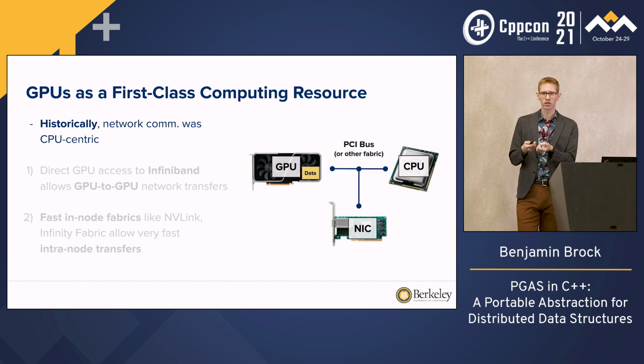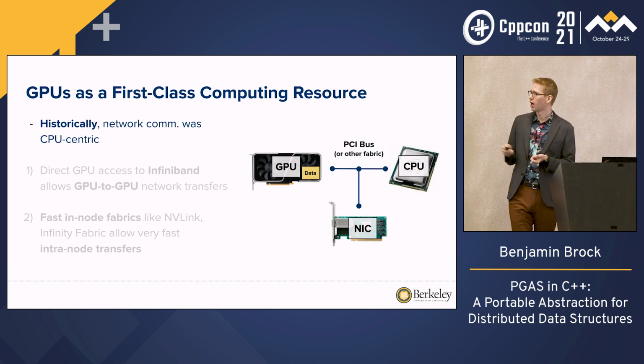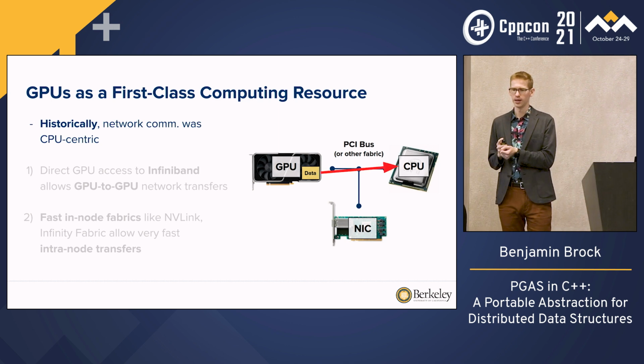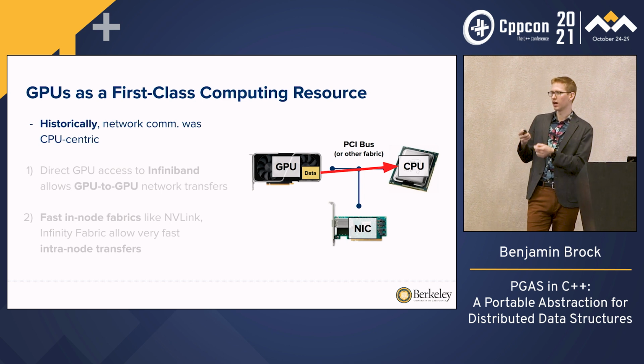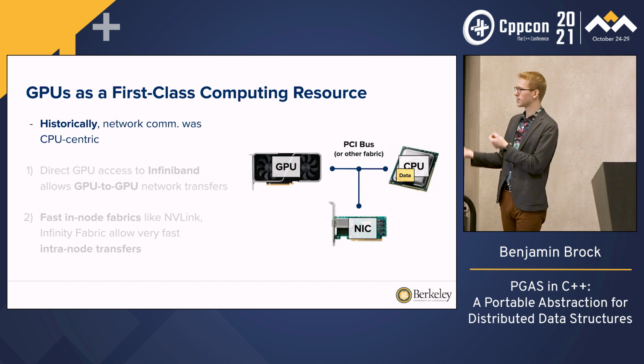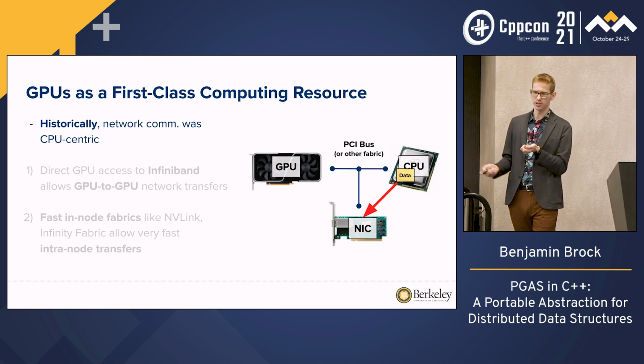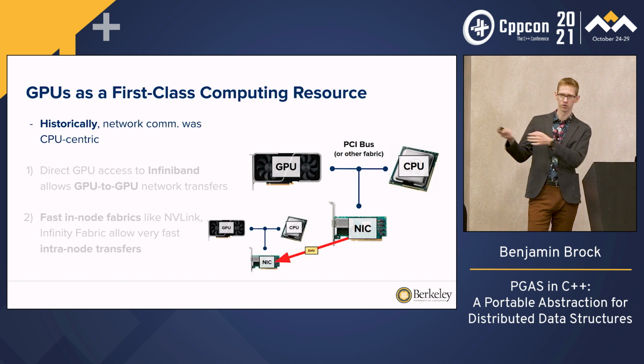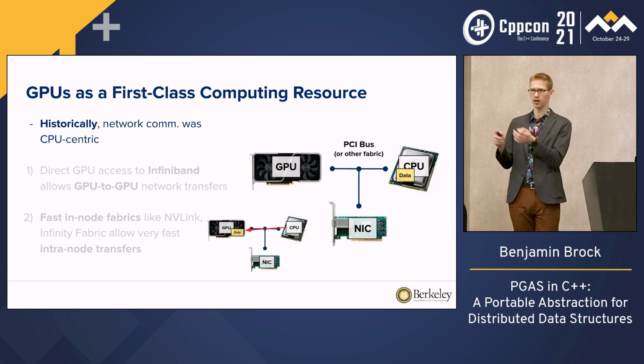So historically, when you wanted to do communication, and you had some data on a GPU, you wanted to write it to another GPU, then you would have to do a little bit of orchestration. So first, you would take the data that was living on the GPU, you would copy it over this slow PCI bus, it would find its way to the CPU, and then you would copy that data over the network. And it would go to some node, and then you would have to do this orchestration on the other side as well.